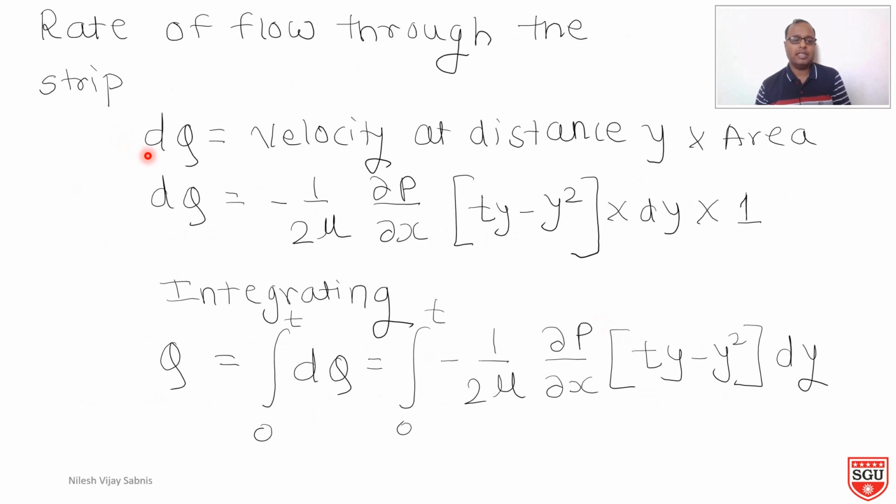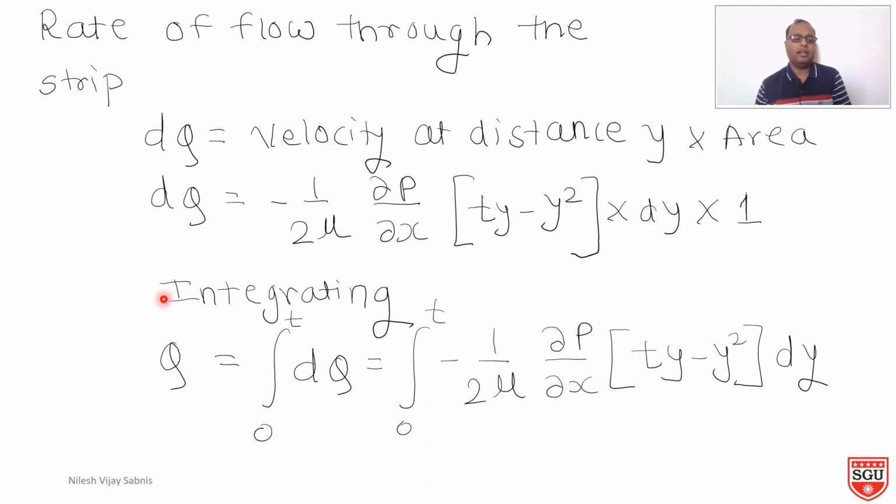dq is the small discharge through that small strip. It can be calculated by multiplying the velocity and area. That is, q is equal to area into velocity. So dq is equal to minus 1 by 2 mu dou p by dou x into bracket ty minus y square. This equation is nothing but velocity at distance y multiplied by area of cross section dy into 1.